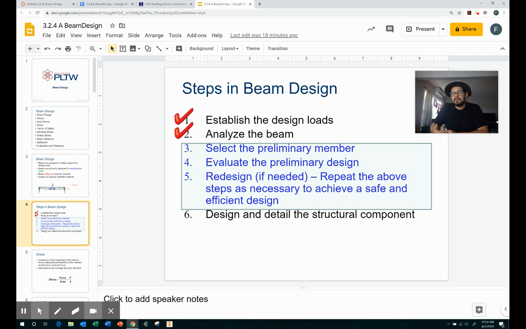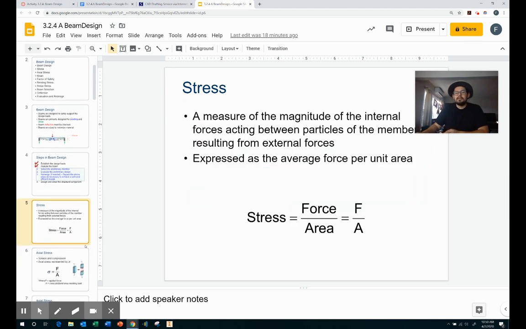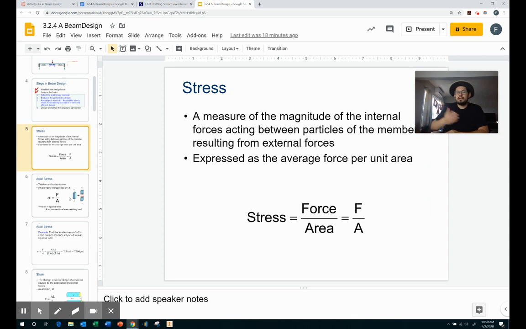We've analyzed the beam. That means calculating the shear and the maximum moment. Today we're going to select the member and make sure it's the right one. Jumping into POE, I want to make sure to cover two concepts that I'm going to discuss, which are stress and strain. So if you haven't taken POE, this is new information. If you have, this is a refresher.